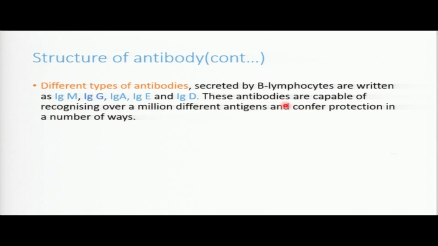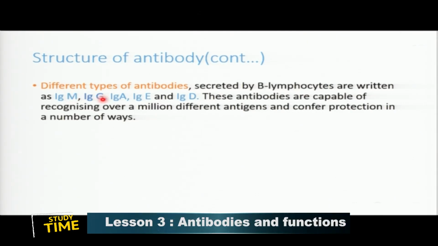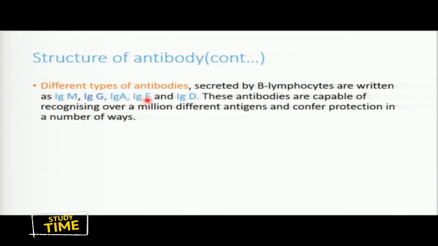So now we have different classes of antibody. There are 5 types of antibodies. Number 1 is what you call IgM. This is immunoglobulin M, antibody M. We have IgG, this is immunoglobulin G. We have immunoglobulin A. We have immunoglobulin E. We have immunoglobulin D. Those are 5 types of antibodies we have.